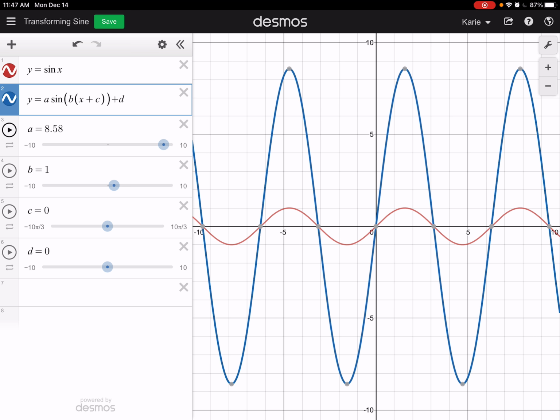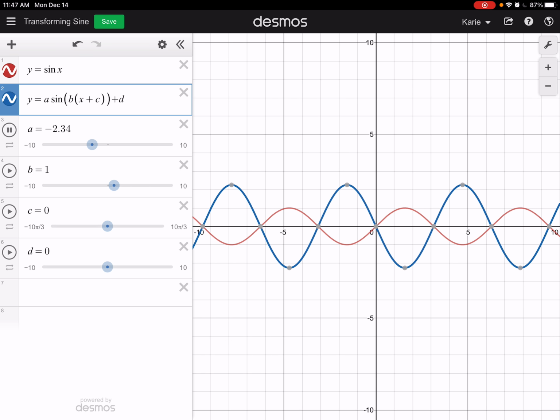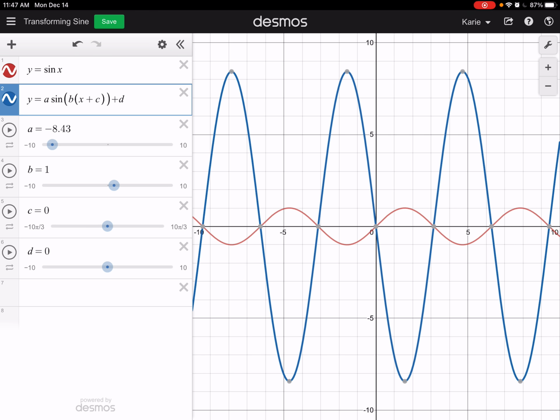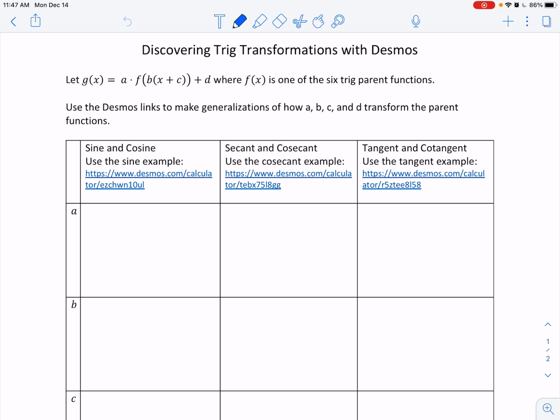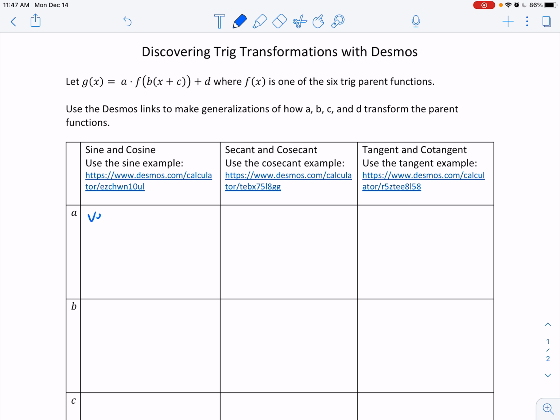If it had been negative, let's pause when it's negative. Okay, right here, I now have the A value as negative 8.43. The amplitude would still be that positive 8.43. So what we want to write down on our chart is, you could write vertical stretch. You probably already know that, but it's not a bad idea. Vertical stretch. What happens is that the amplitude is going to be equal to the absolute value of A.